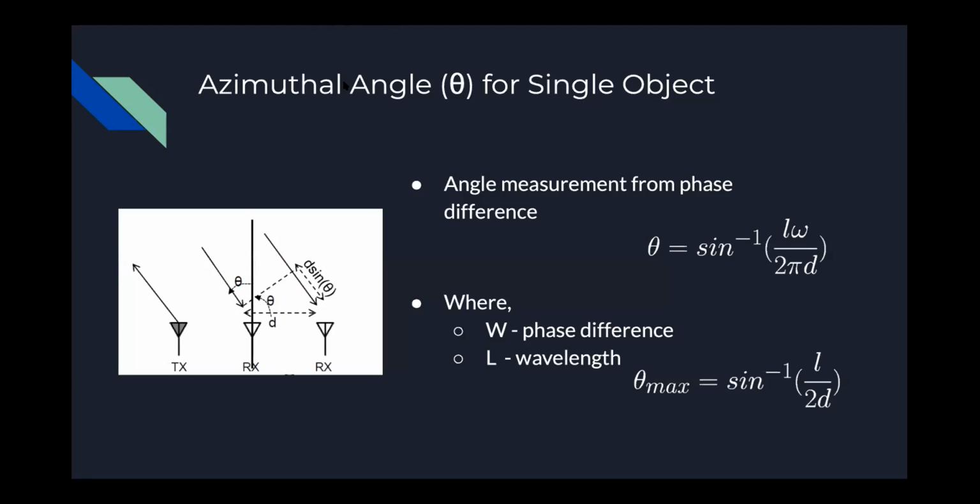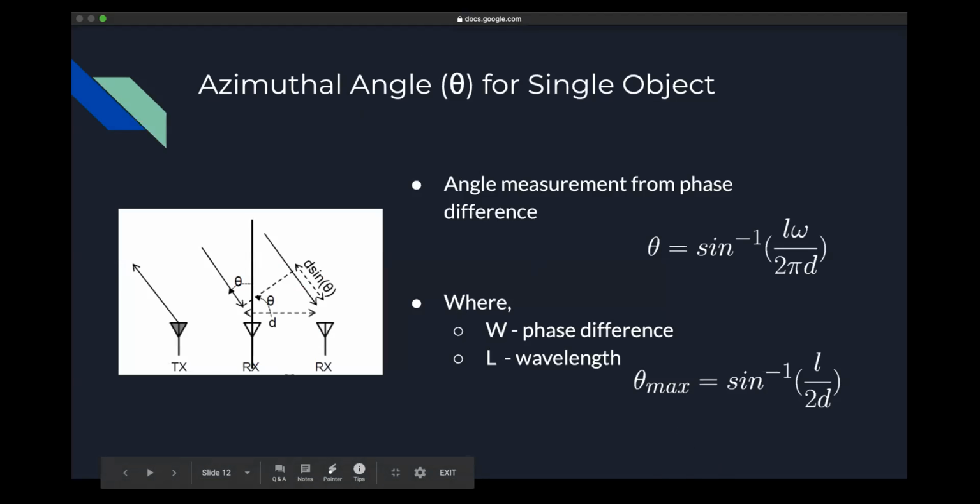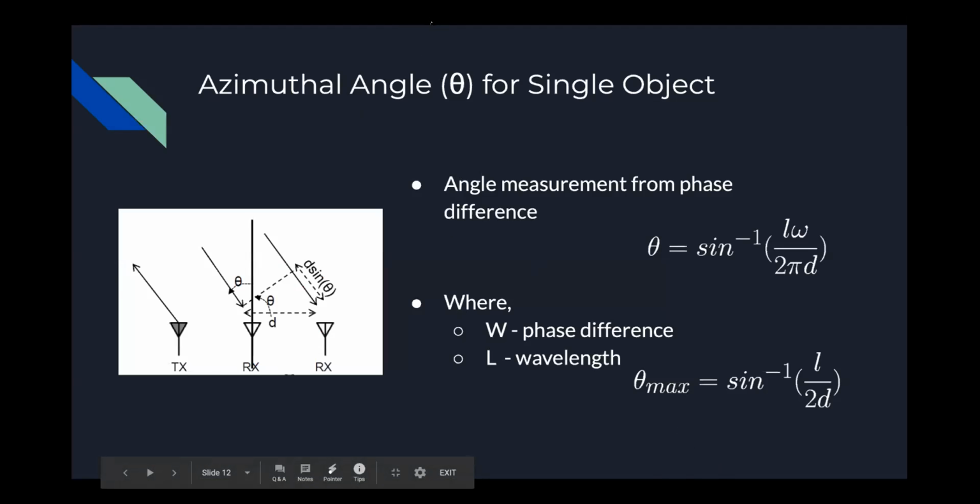Now we will see how to estimate the angle of the object. The first thing is we need at least 2 antennas at the receiver to measure the angle. A single antenna can't measure the angle. So assume we have 2 antennas at the receiver. We can see in the graph that the second wave arriving at the receiving antenna has some d sin theta extra travelling distance. That d sin theta extra travelling distance causes a phase difference corresponding to the first wave at the first receiving antenna.